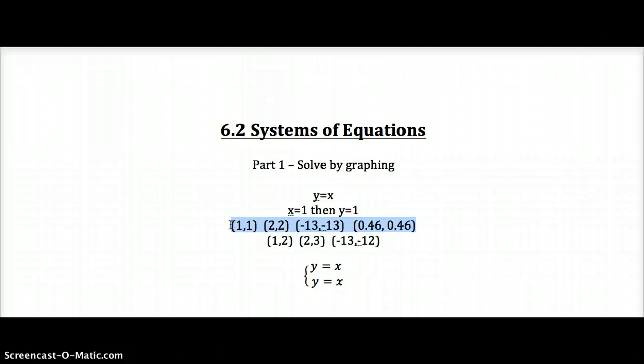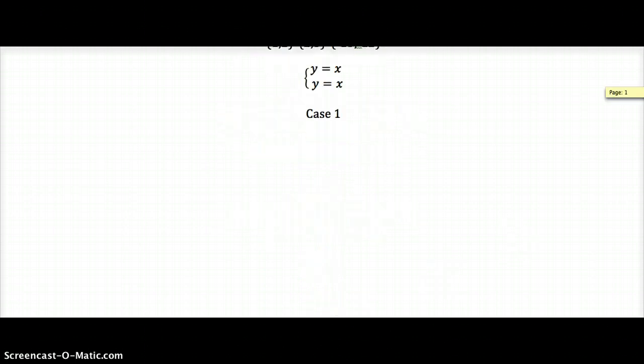Now let's do a couple of problems. This is just going to be normal graphing like you've done, so there's no surprises. What you're going to be doing now is graphing two lines and seeing where they intersect. Okay, and just to remind you, there are three cases. Okay, case one, let me just scroll down a little bit here and bring this to the top.